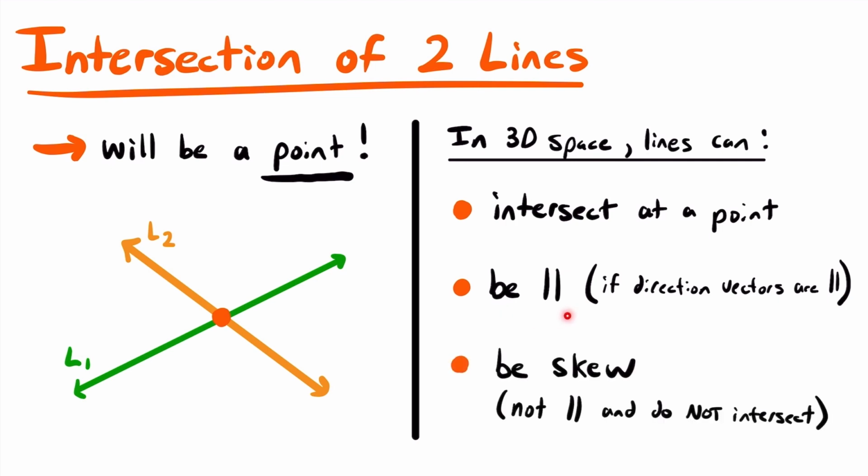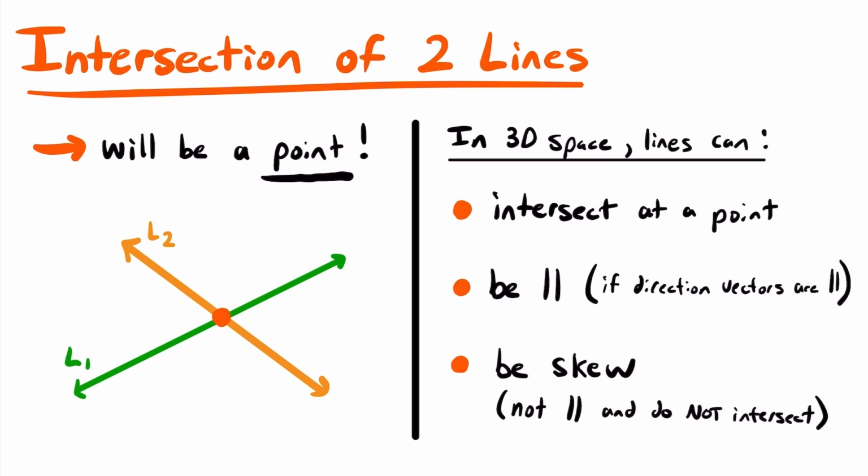All right, now if lines are parallel, what that means is that their direction vectors are parallel. In other words, the direction vectors for those two lines are scalar multiples. And so if you can show that the direction vectors of two lines are scalar multiples, then you can conclude that those two lines are parallel. But now if two lines are not parallel and they also do not intersect, which can happen in 3D space, unlike in 2 dimensions, then those lines are what we call skew.